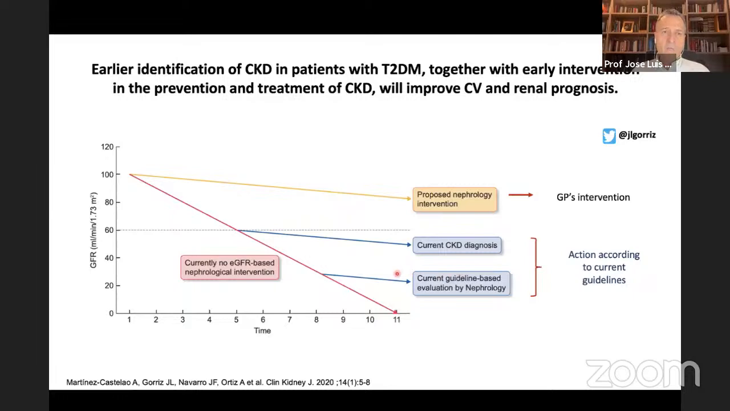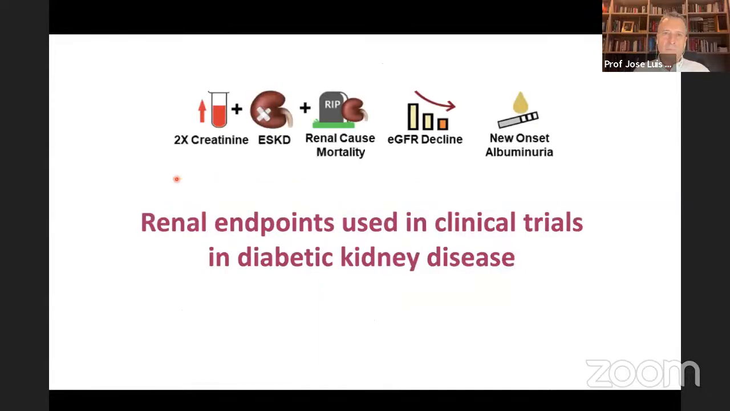GPs have in their hands the possibility to prevent the progression of chronic kidney disease. Because in patients with very low GFR, we can't do anything. Our strategies are very few effective. The most effective strategy is early treatment: the earlier the treatment, the better the prognosis. So the last point of my talk is about the renal endpoints used in the clinical trials in chronic kidney disease and diabetic kidney disease.